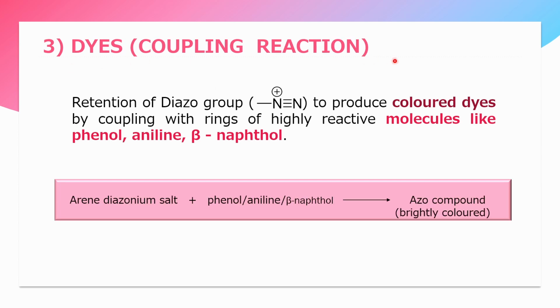Third is the preparation of dyes. Over here we do not have the replacement of the diazo group but the retention of this group, and it's also called a coupling reaction. So let's read what's written over here. Retention of diazo group to produce colored dyes by coupling with rings of highly reactive molecules like phenol, aniline, and beta-naphthol. Looking at the basic reaction, if we react an arene diazonium salt with one of these reactive species, we get brightly colored compounds called azo compounds. In the next slides, we'll see how they're made.